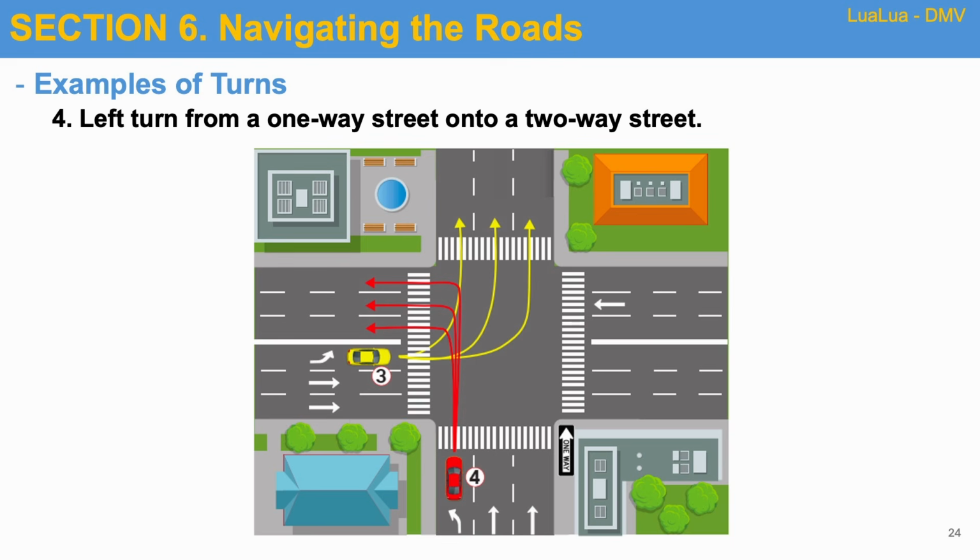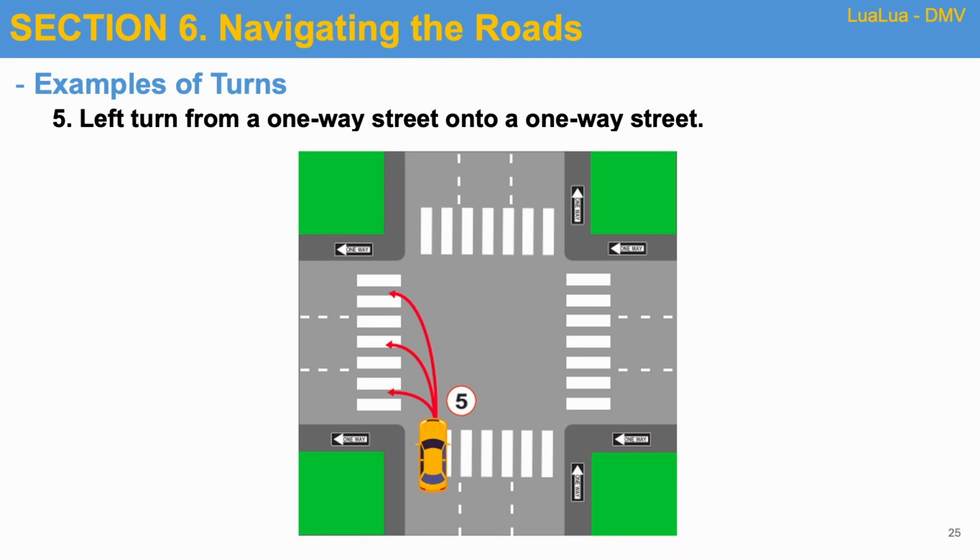4. Left turn from a one-way street onto a two-way street. Start the turn from the far left lane. To reduce the risk of collision, end the turn in the left lane closest to the middle of the street going in your vehicle's direction. 5. Left turn from a one-way street onto a one-way street. Start the turn from the far left lane. Bicyclists can legally use the left turn lane for their left turns.